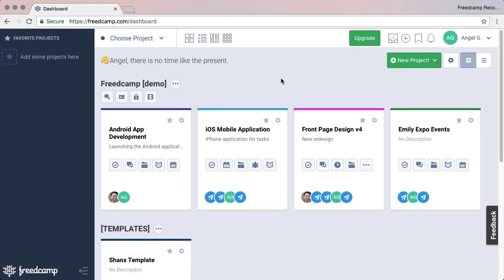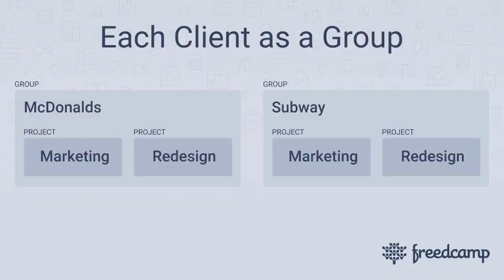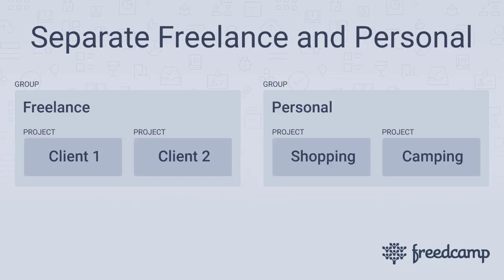To create a new project, navigate to the dashboard and click Add a Project. Here you need to select a project group first. Groups are a way to logically combine projects. Some common use cases are creating a group to house all projects pertaining to a client. A group can also be used to separate departments within your company. Or you can use groups to separate freelance work and personal projects.